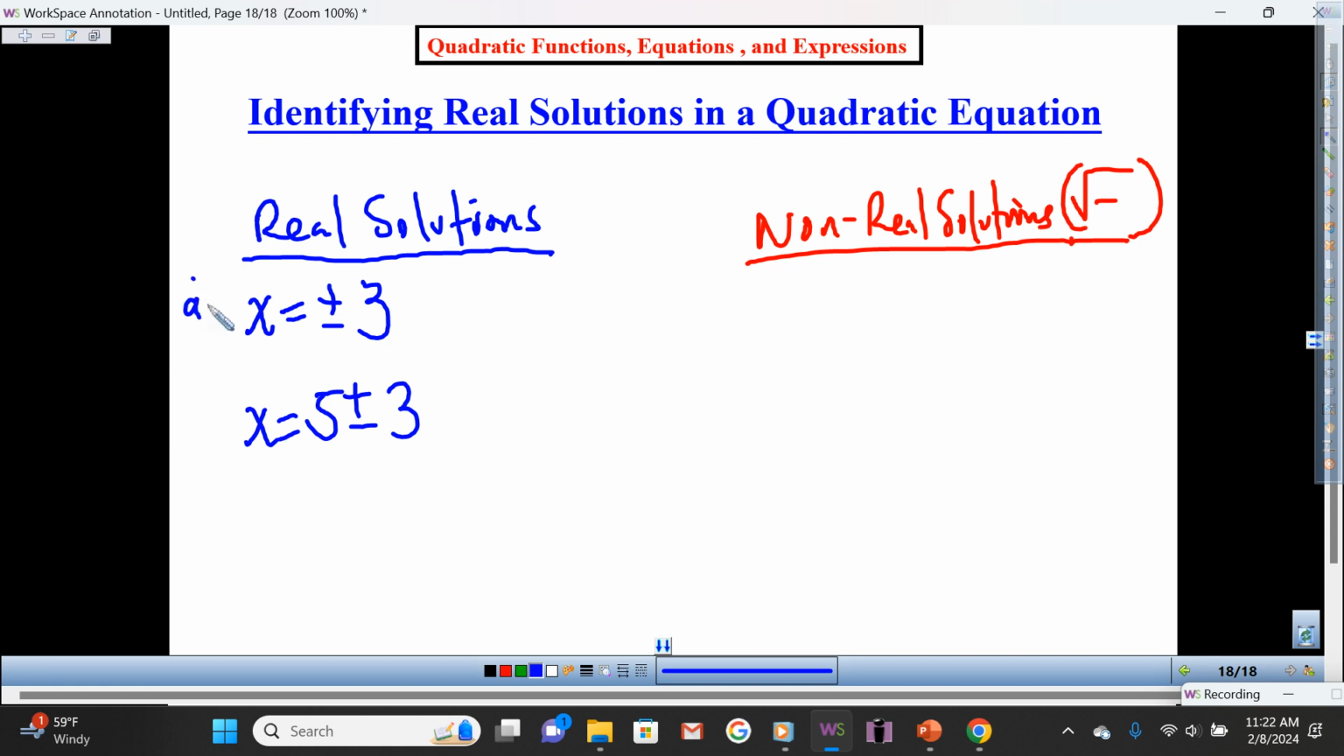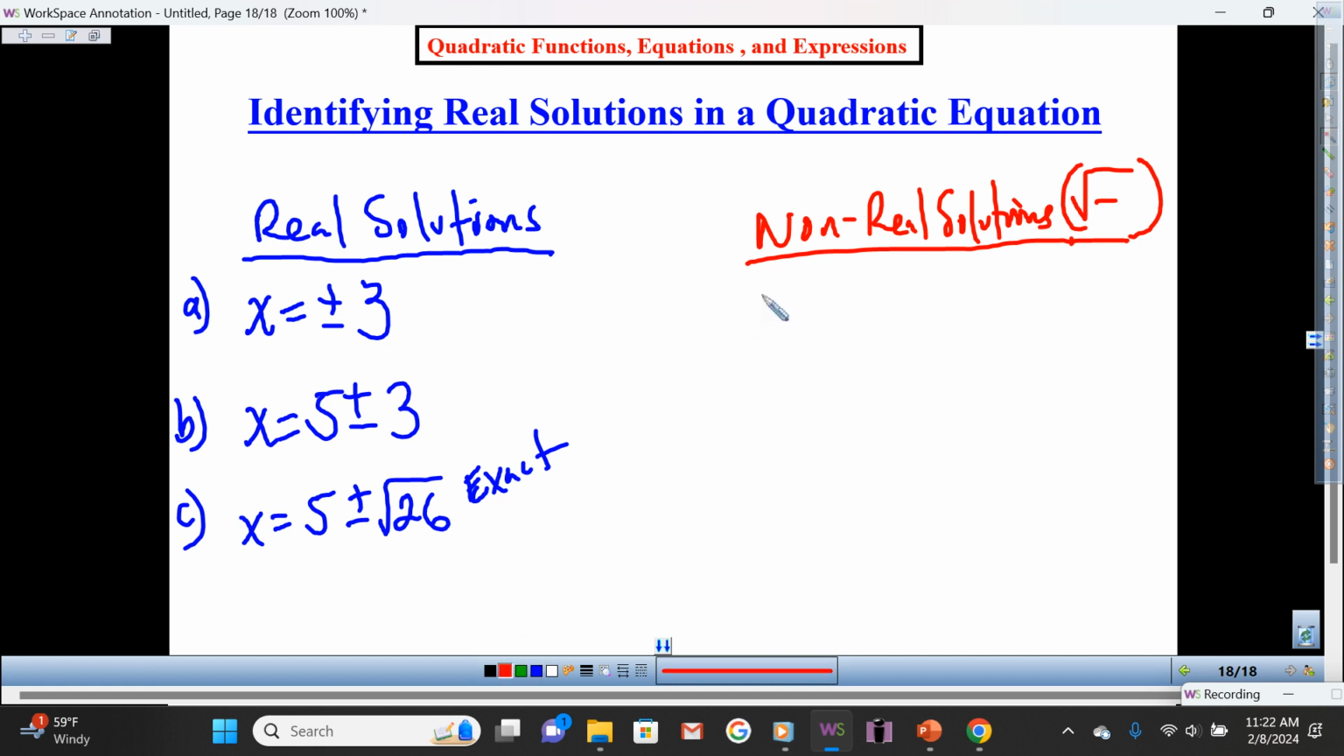So this is example A, this is example B. Let me give you one more. Example C: x equals 5 plus minus square root of 26. Is this a real solution? Can I take the square root of 26? I can, but I end up with a decimal. Since decimals are real numbers, this is also a real solution. This is what we call an exact solution.